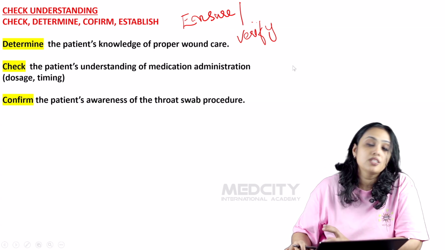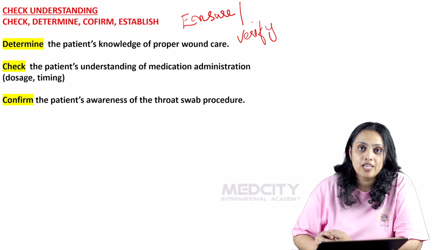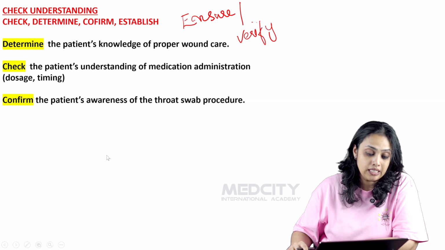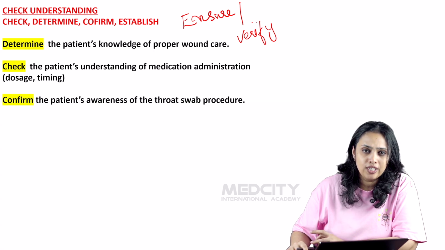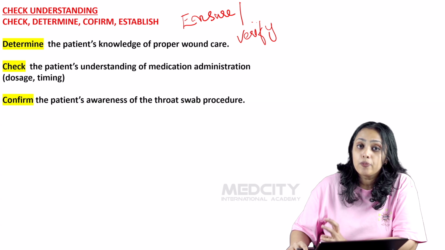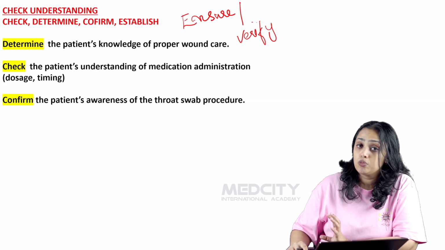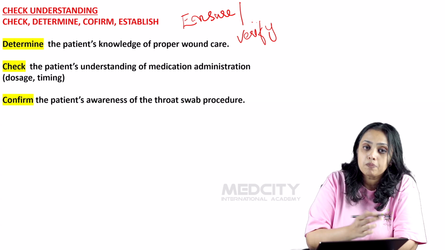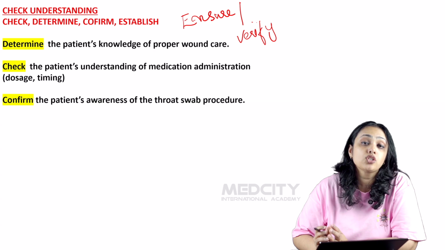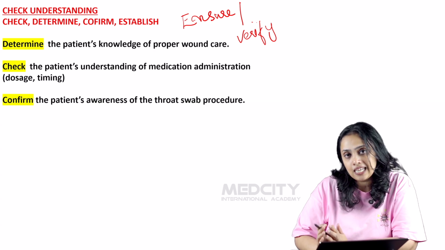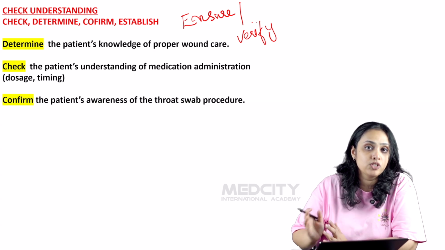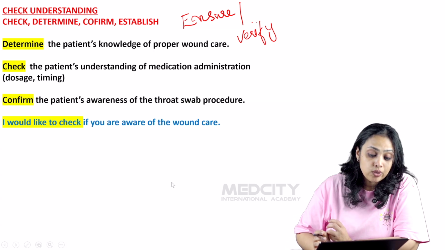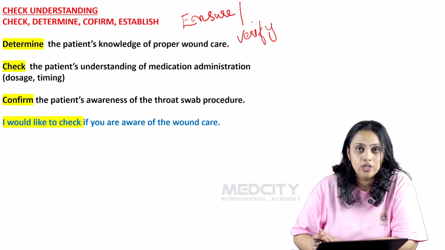Now, in such situations, how can you possibly frame the phrases or responses? Let's find that out. For instance, the first one, determine the patient's knowledge of proper wound care. How can we make that into a proper sentence? Grammatically right, it has to be polite, but at the same time, the determine aspect should be reflected in the response that you give. It should not be like asking a question, but rather like cross-checking or verifying something which the patient might be knowing. So you can have a response like this: I would like to check if you are aware of the wound care.